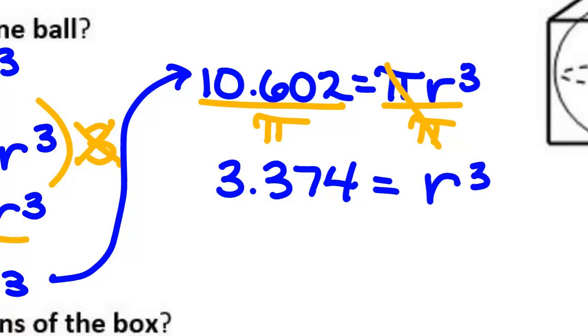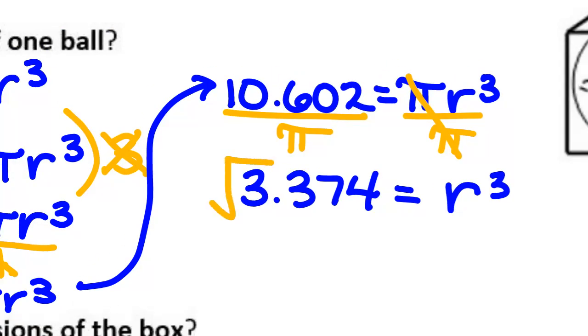What do I have to do to get rid of the cubed? Cubed root. Remember, if that was a squared, we'd be doing a square root. To get rid of a cubed, we do a cubed root. What does a cubed root look like? Yep, looks just like a square root, except in the front right here, it has a little 3.